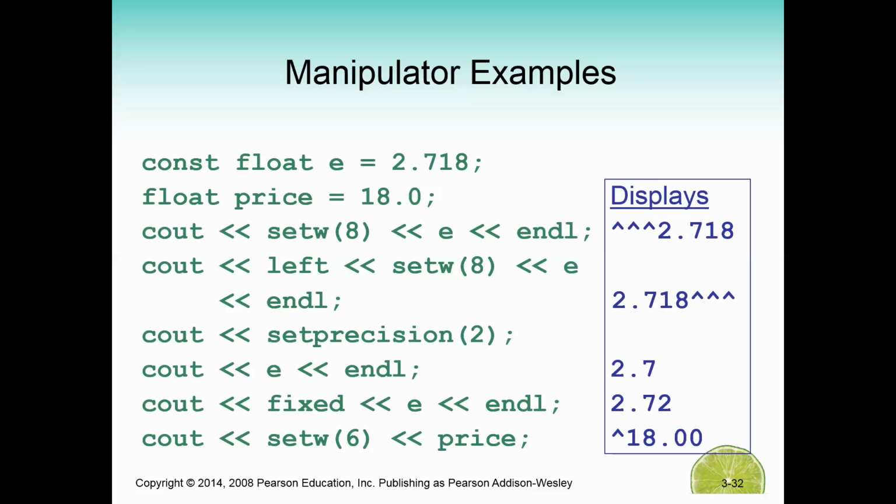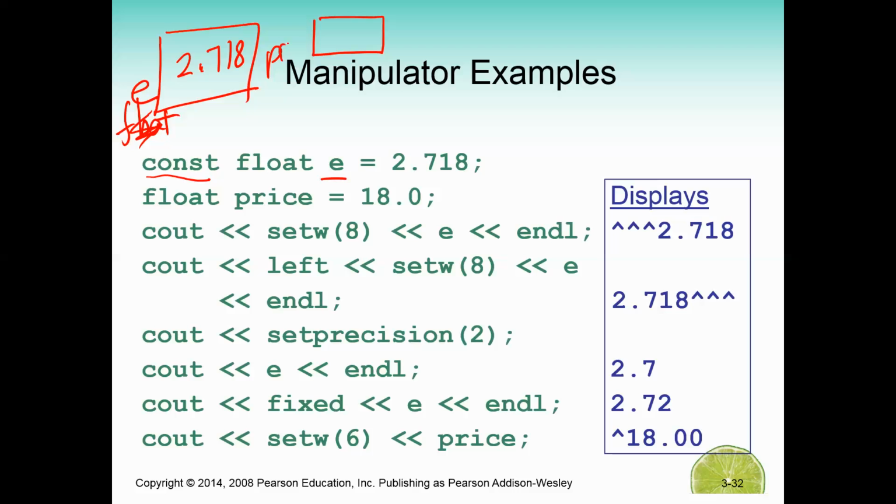So let's see, we have an example here. We are using a constant whose name is E. This is float, the data type. The name is E, and we have the value 2.718. This is what we have in memory. This is a constant, so that means it's never going to change. Then I have another box in memory that is called price, and it has an 18.0 because it's also float. So we know that we have a floating point number here.